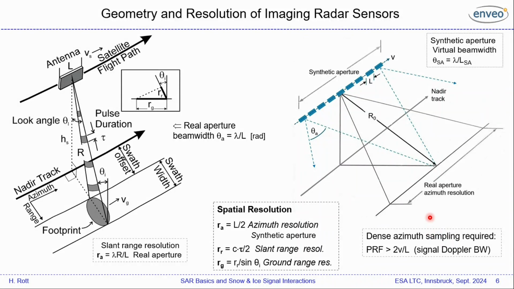But of course, another point is that in order to catch this very high resolution, we need quite dense azimuth sampling, because there's a limit. The pulse repetition frequency needs to be higher than 2 times the velocity of the antenna along track over the length of the aperture of the antenna. So it's quite tricky to get the right performance which we need.